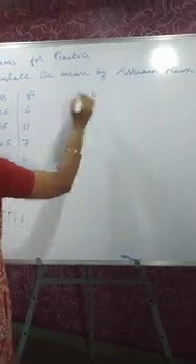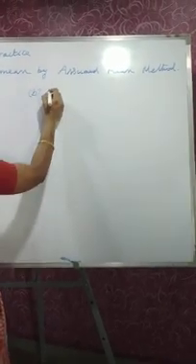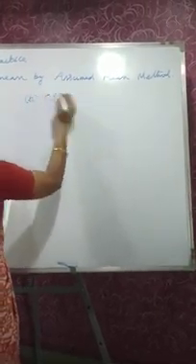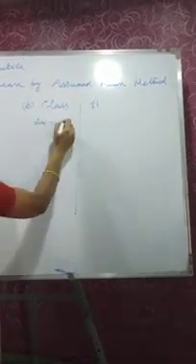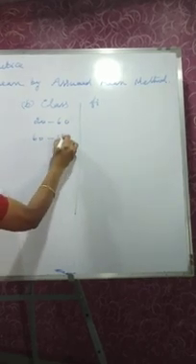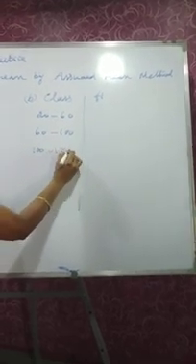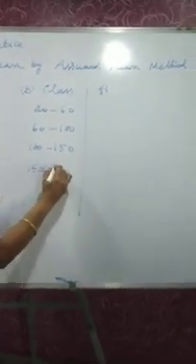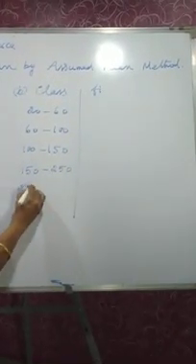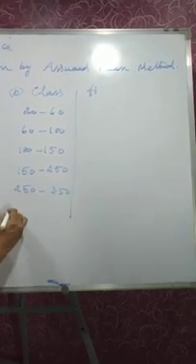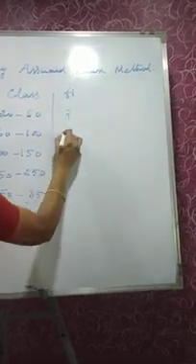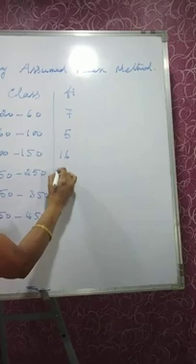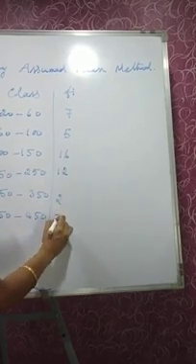I like to give one more sum. Class and frequency. Classes are 20 to 60, 60 to 100, 100 to 150, 150 to 250, 250 to 350 and 350 to 450. The frequencies are 7, 5, 16, 12, 2 and 3.